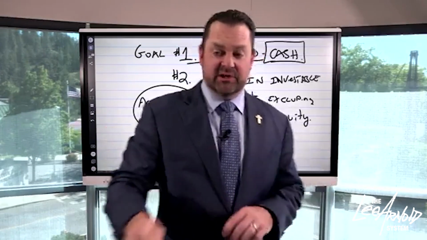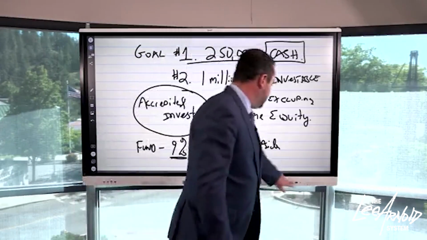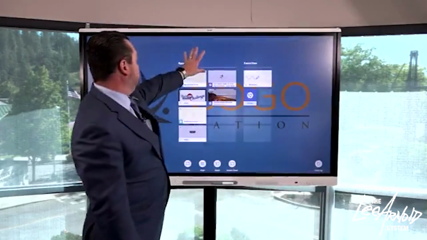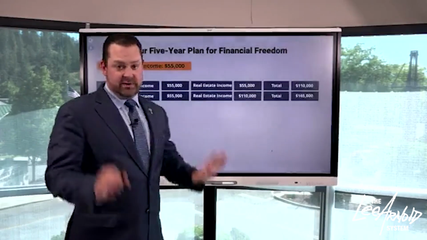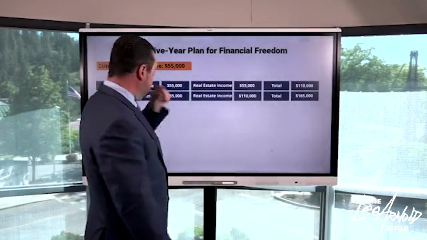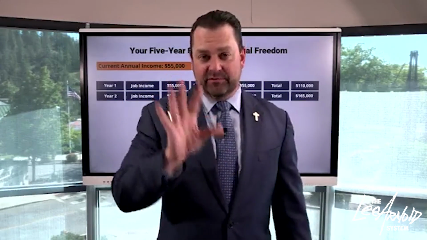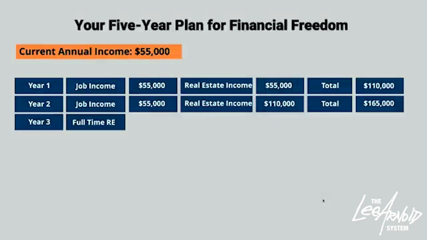So that's why we got to get you to these two goals. And I'd like to get you there. I want you to get to goal number 1 at least in the next 24 months. That's relatively easy to do. And then you'll see how I'm going to get you to goal number 2 just by following this simple 5-year plan. Let's look at year number 3.